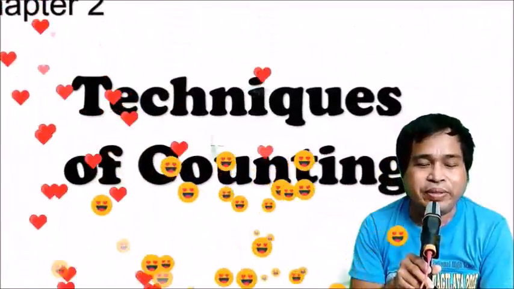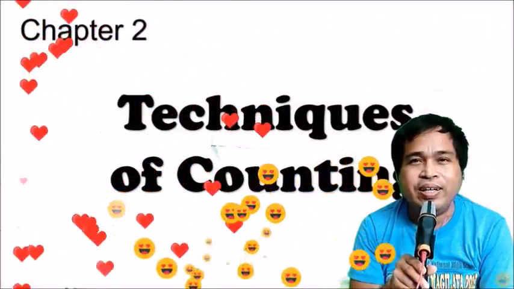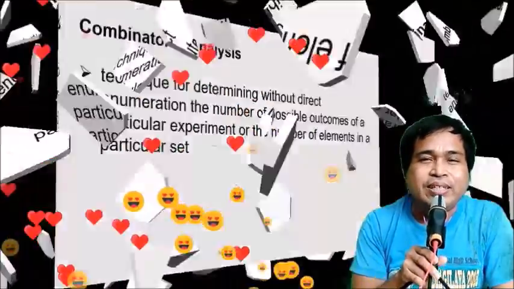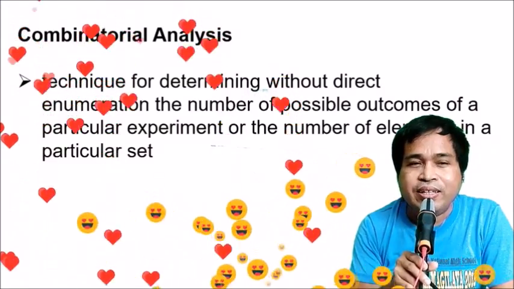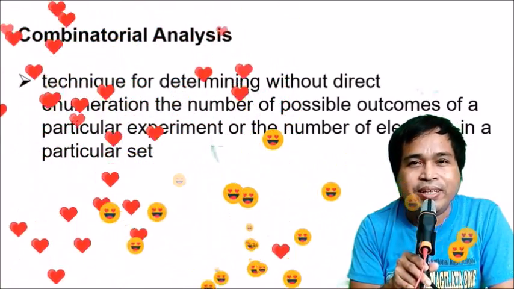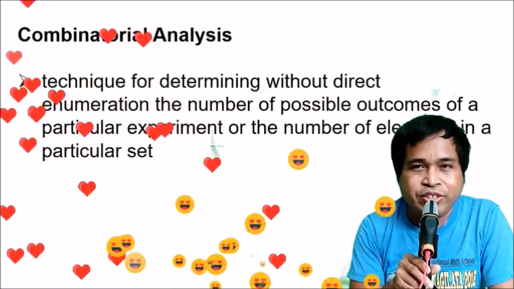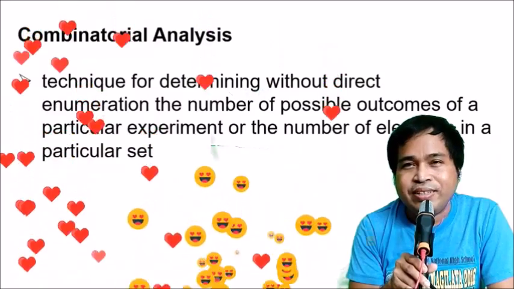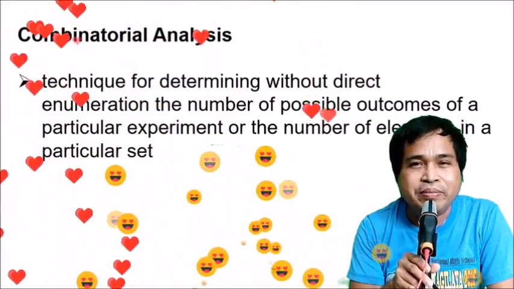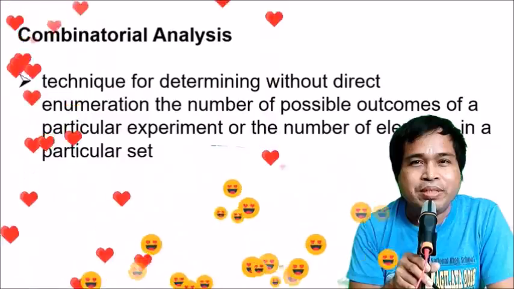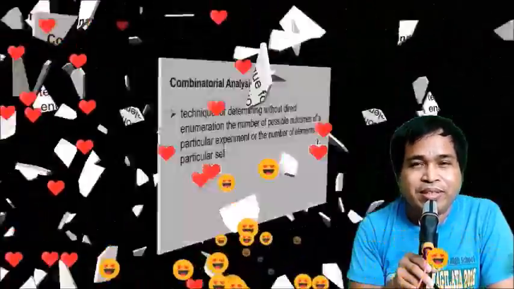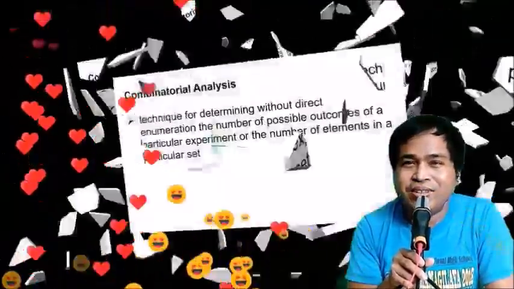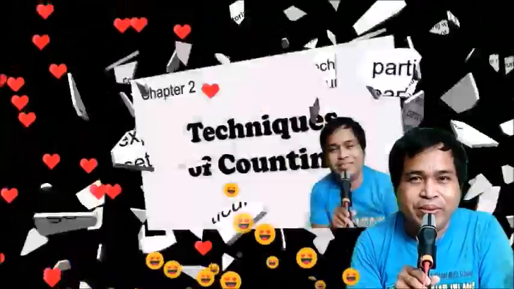In this video, I'd like to present to you and discuss with you the contents of chapter 2, the techniques of counting. The probability has actually started in these techniques. The fundamental principles of counting, the combinations, the permutations. All of these are sometimes referred to as the combinatorial analysis, the technique wherein we can identify or determine the number of possible outcomes of a certain experiment without actual counting or enumerating the whole thing. So let's try to discuss this one by one.